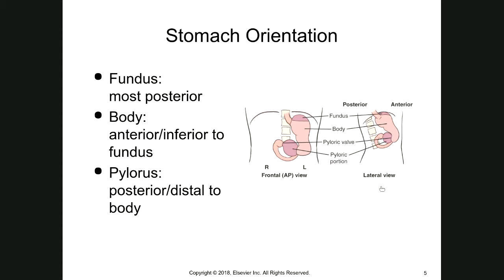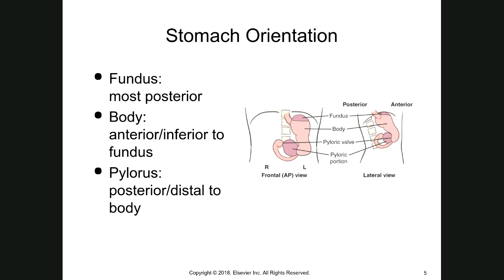So if you do an image and you're not sure which one it is, you have to look at the orientation of the barium. So they tell us that the fundus is the most posterior. It's also the most superior. The body is anterior and inferior to the fundus, and the pylorus is posterior and distal to the body.